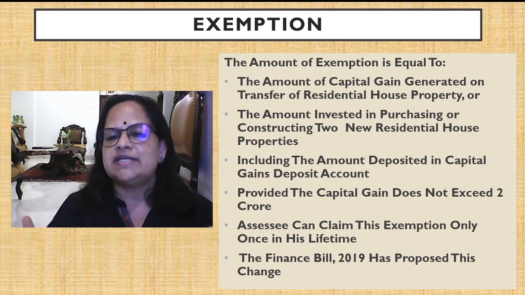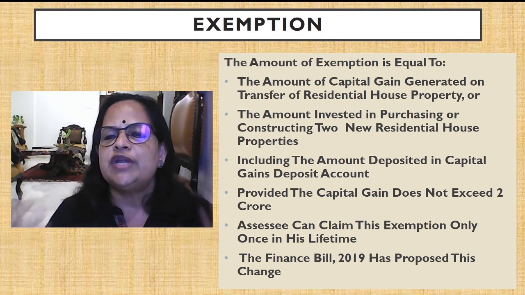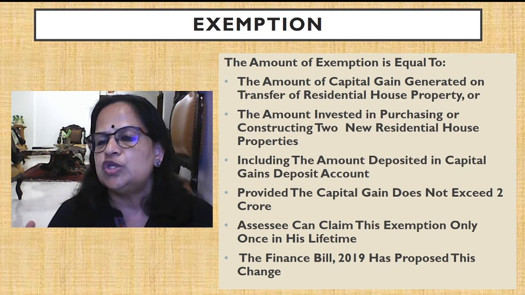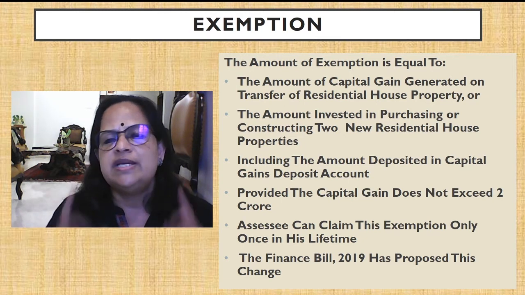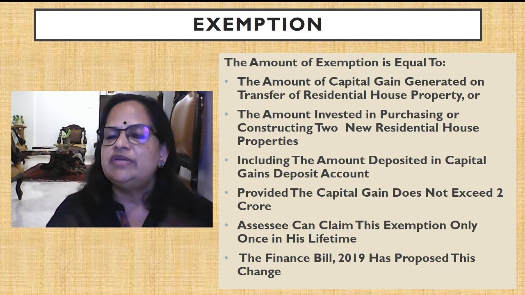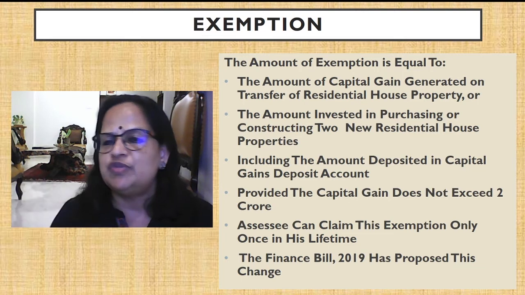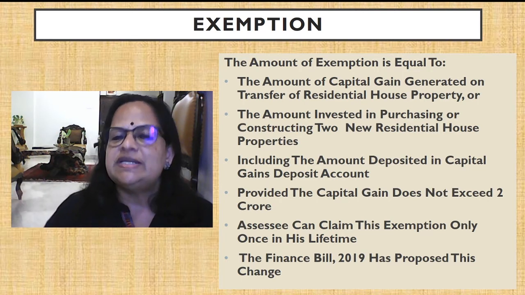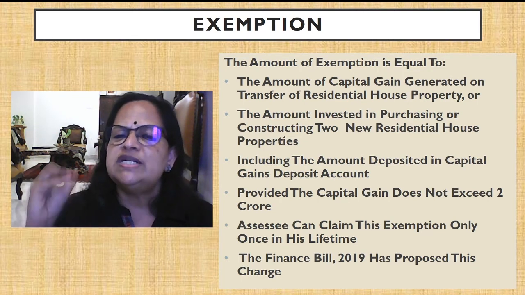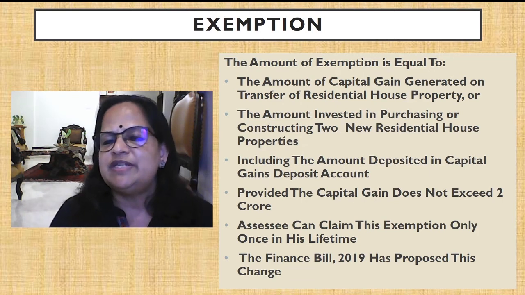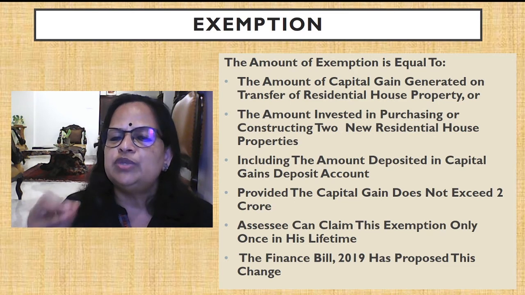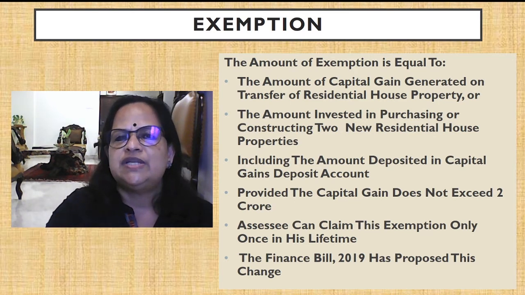Now, the next condition is the capital gain does not exceed 2 crore. This condition is also important. This is also introduced in the Finance Budget 2019. So if the capital gain of selling the house property exceeds 2 crore, this provision is not applicable. Now, the assessee can claim this exemption only once in his lifetime. He cannot claim it every year. Only once in his lifetime he can claim that. Finance Bill 2019 has proposed this change.